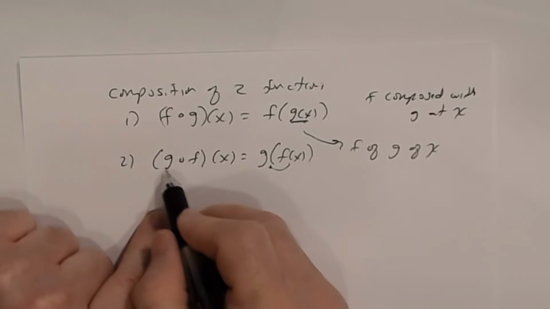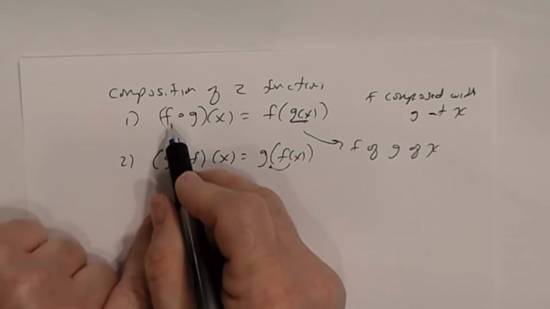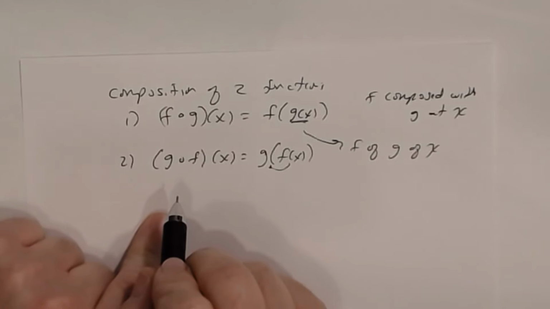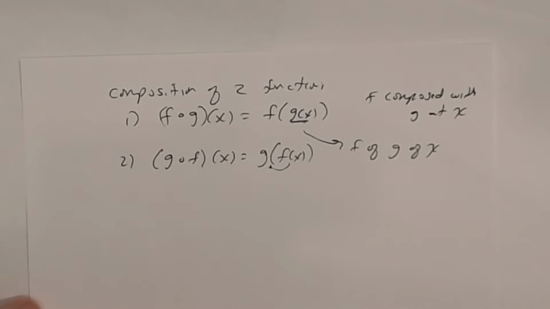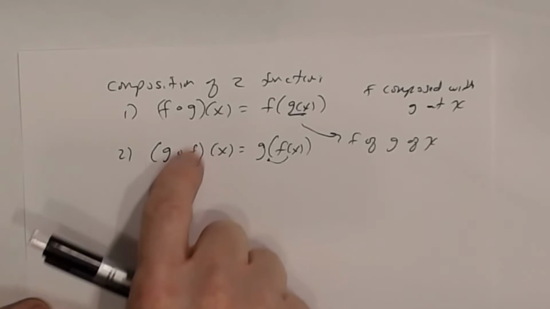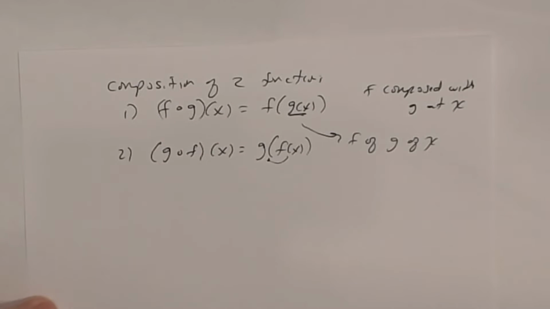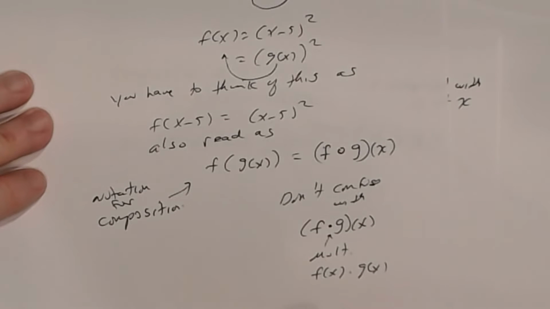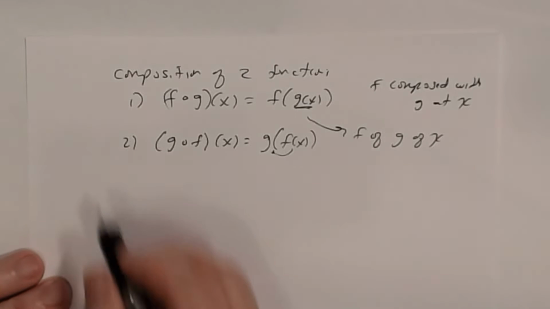So f of x is inside of g. G of x is inside of f. Okay? It is not difficult. Here's how you use it. You just got to know that the open circle is composition, and a dot like this is multiplication. Different things. Okay, so let's look at an example.